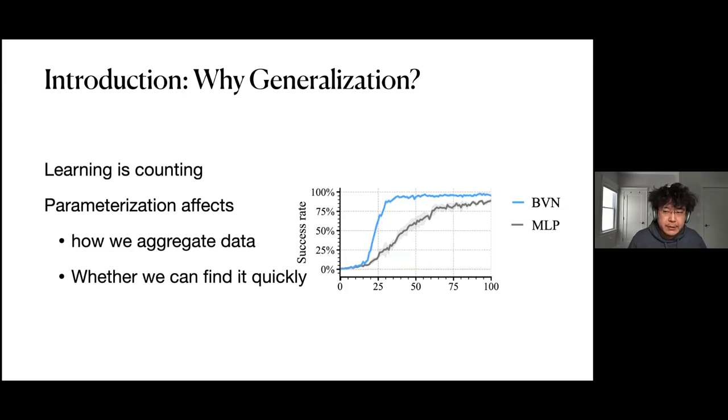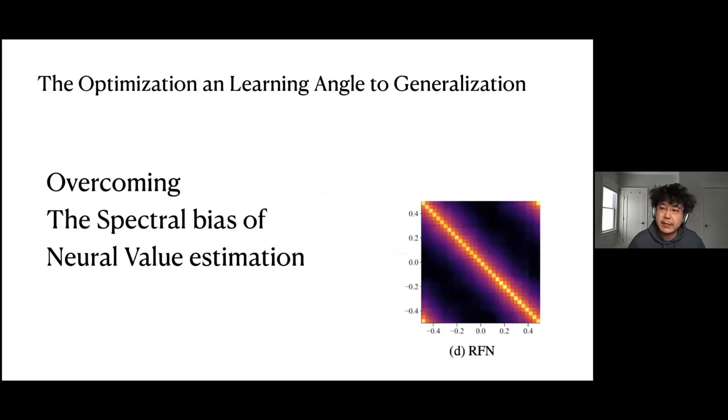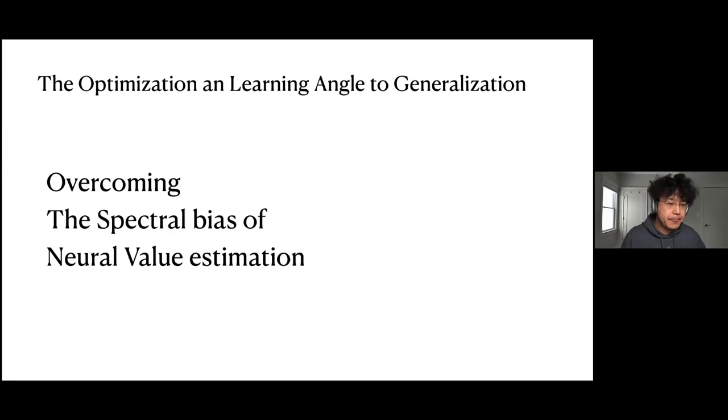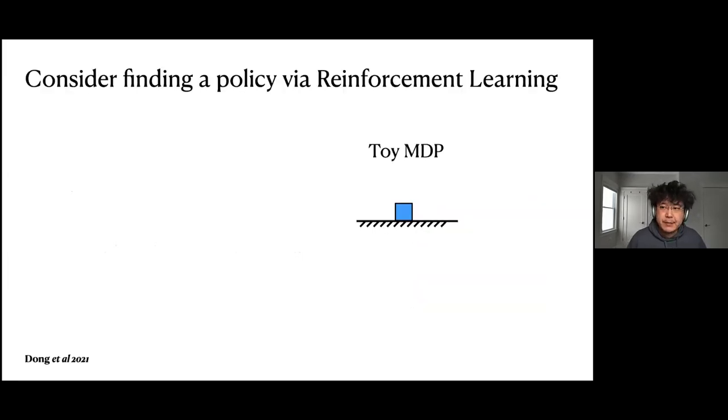So one inspiration for this, okay. On the second point, whether we can find it quickly, I want to briefly go over one of our recent works. It's called Overcoming the Spectral Bias of Neural Value Estimation. This is a reinforcement learning paper where we specifically look at the intrinsic learning biases within the deep neural networks we commonly use. In this case, it's a multi-layer perceptron.